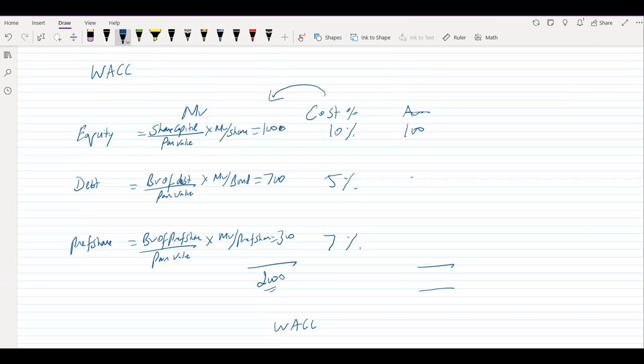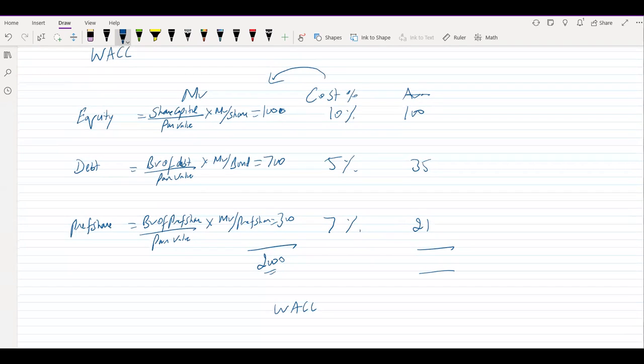100, 35, 21, 156. Now WACC is 156 divided by 2000. That is 7.8%. That's how you will calculate the WACC. Simple. It's a very simple chapter.